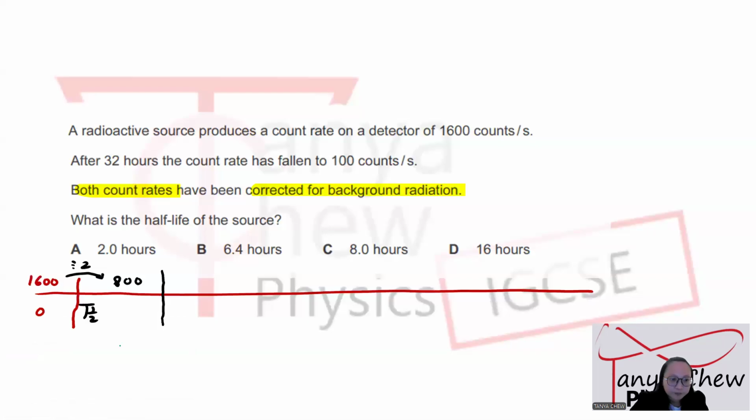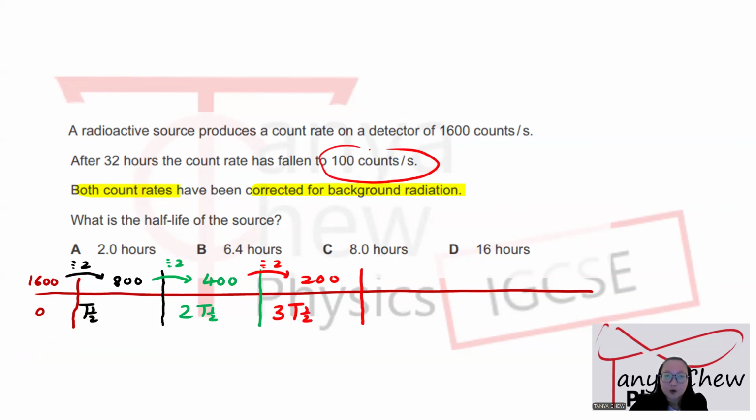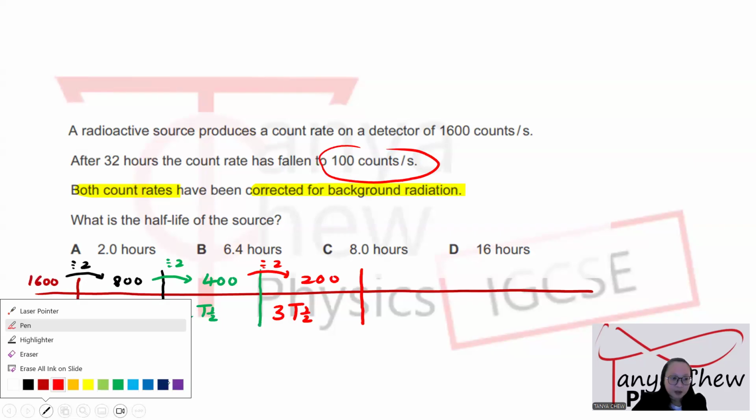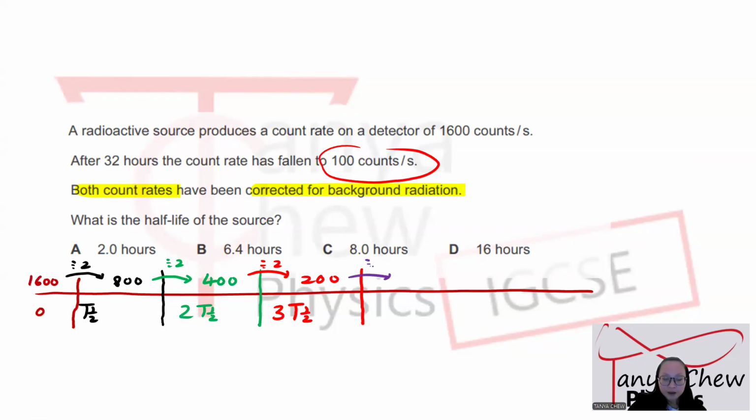And then after that, half again. That is 400 counts per second. Since I divided by 2 twice, this is 2 half-lives. And after that, half again. 400 divided by 2, that is 200. Since I divided by 2 three times, this is 3 half-lives. And keep on doing until you get the count rate of 100 counts per second. 200 divided by 2, I get 100. That occurs at 4 half-lives.